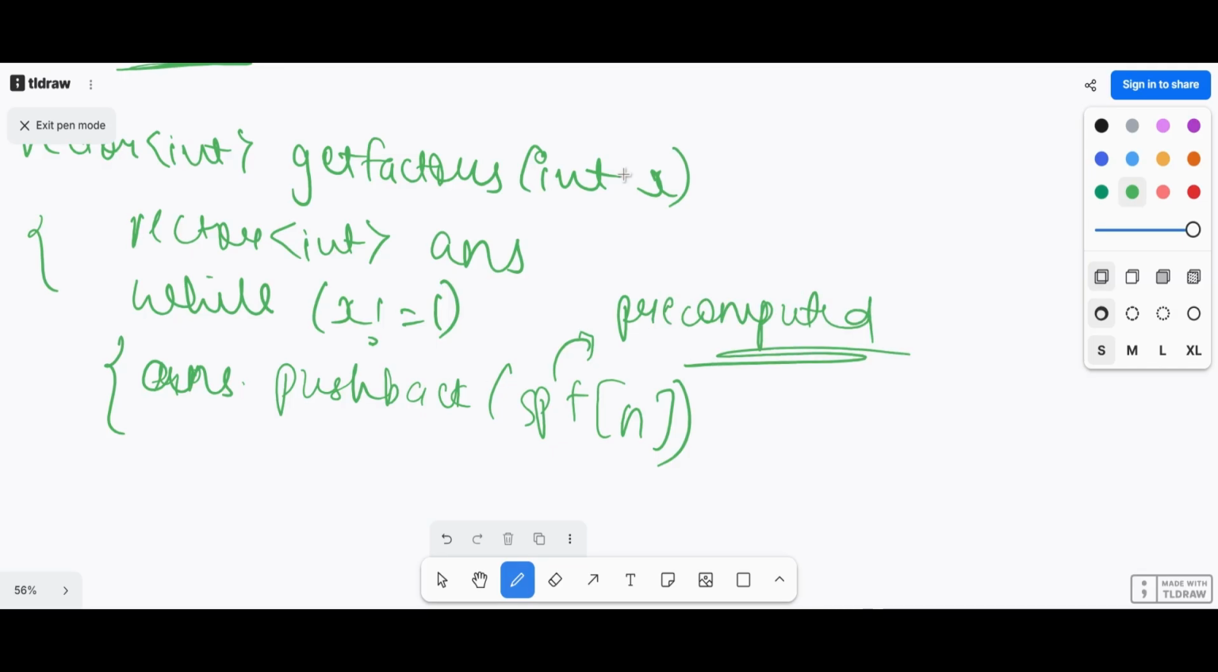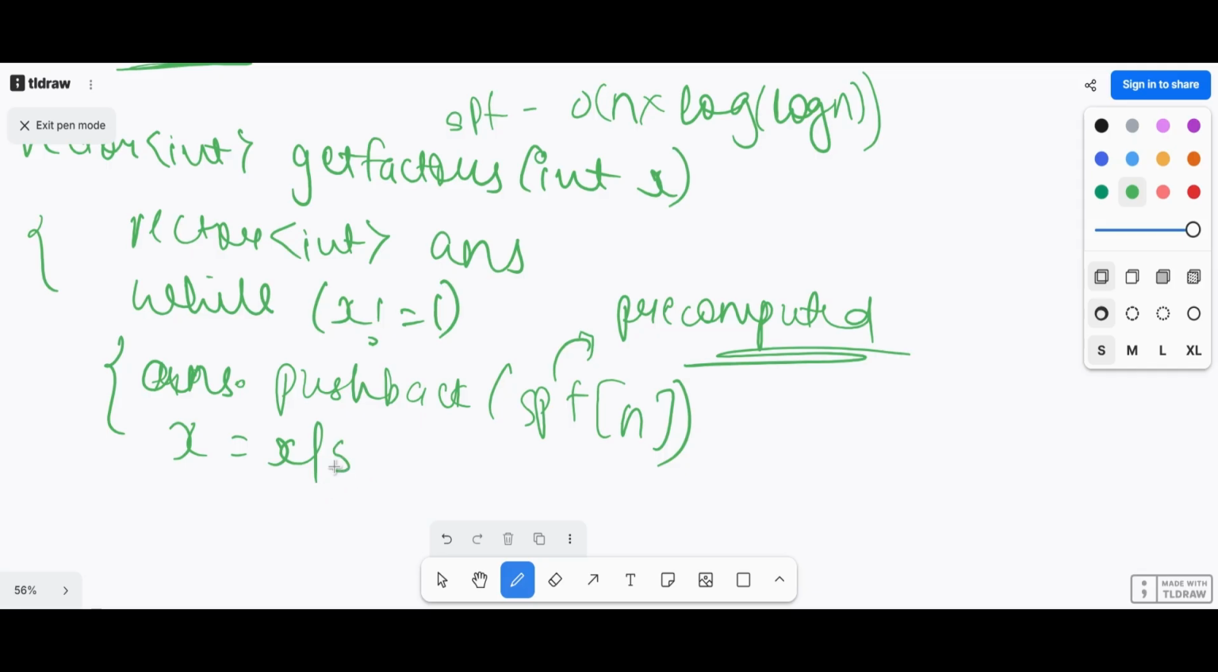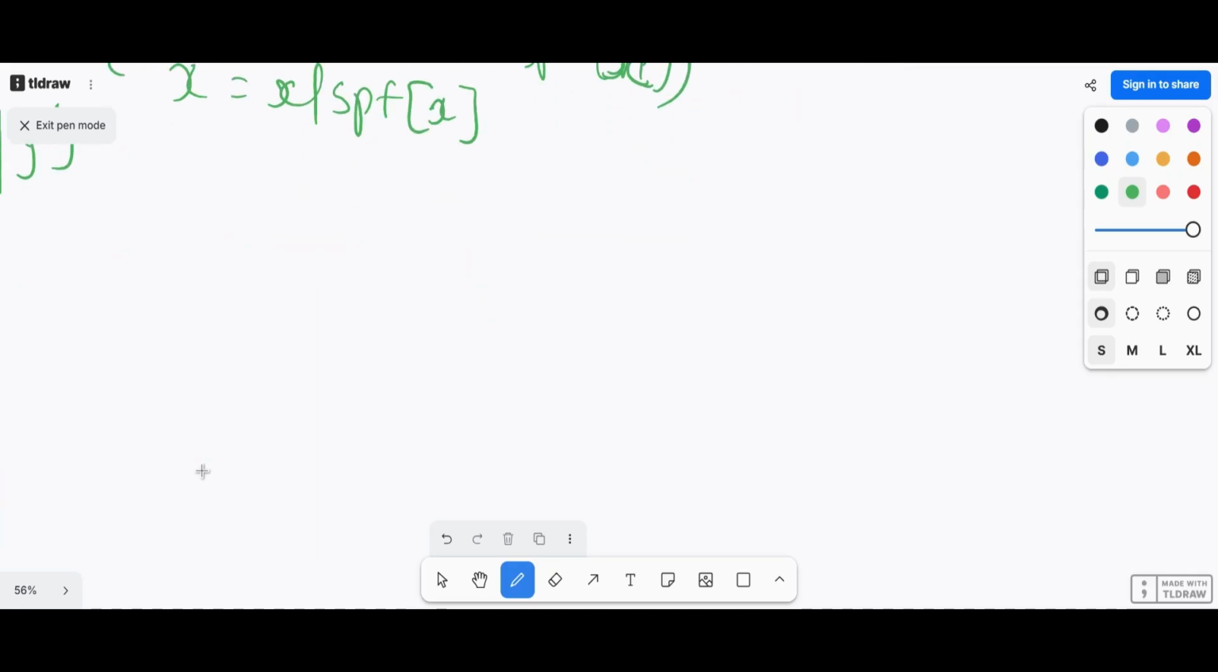Finding SPF will take order of n into log of log n time complexity, as we have seen for the sieve, same as the sieve. So you'll push back SPF of x under that, and you will divide your x by SPF of x. Sorry, this should be x, not n. And your answer will be your final answer, and that will be all the prime factors of the number x.